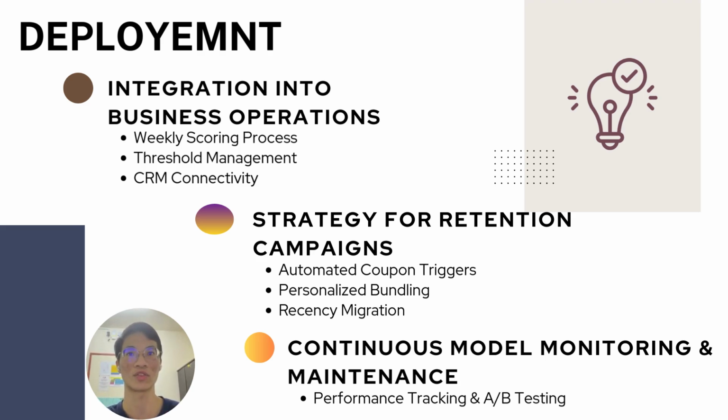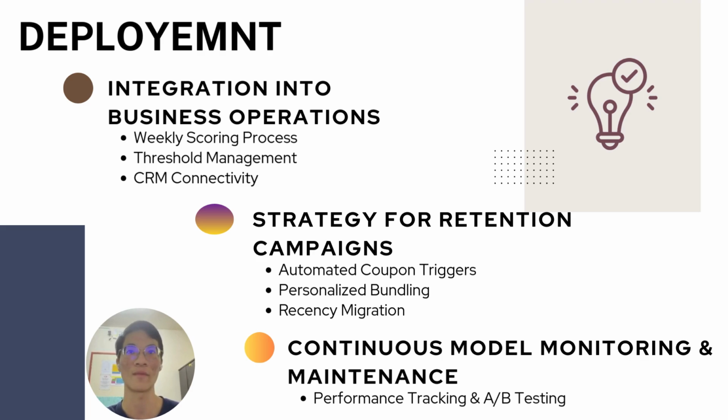We're going to use a weekly scoring process, which is the rapid scoring process that will be automated to run every Sunday using the latest transaction data to calculate the churn probabilities for all active households. And for threshold management, households with a predicted churn probability higher than 0.7, which is 70%, will be automatically flagged for immediate intervention. And for CRM connectivity, this high-risk identifier will feed directly into the company's customer relationship management (CRM) dashboard for the marketing team to action.